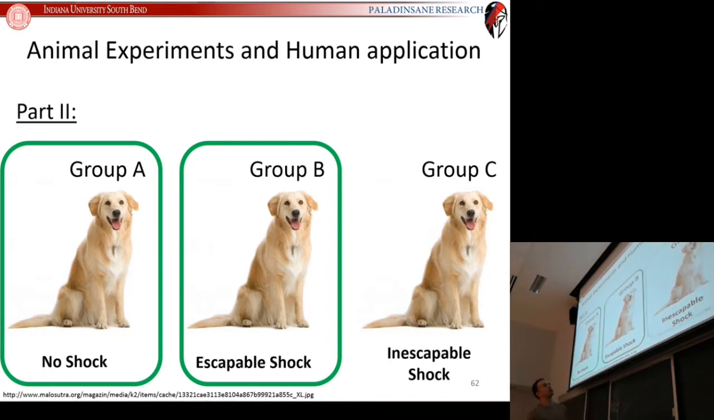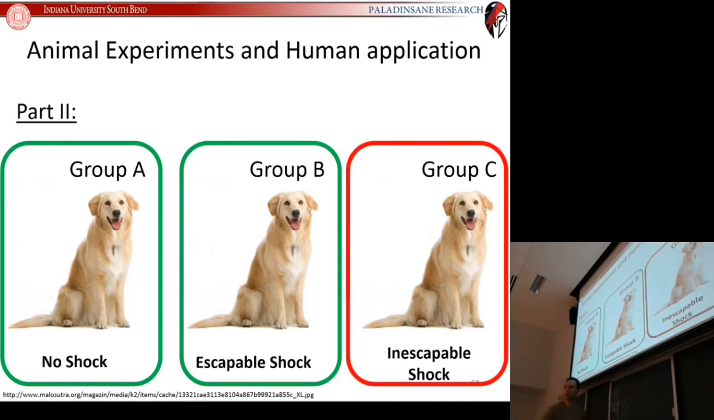The big result was that Group C was unable to learn to escape the shock. So even though they were now operating under a contingency where if you just jumped over to the other side, you could escape that particular shock, they were in general unable to learn this new behavior, having their learning affected by the fact that they could not escape the shock in the initial part 1. All right, so that's a brief recap.